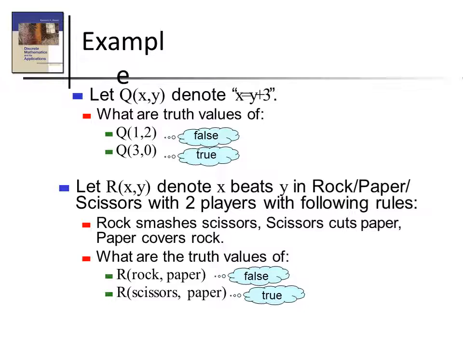The statement is: let R of x,y denote that x beats y in rock, paper, scissors with two players, with the following rules. Rock smashes scissors, scissors cuts paper, and paper covers rock. Just check what are the truth values of R of rock, paper and R of scissors, paper.